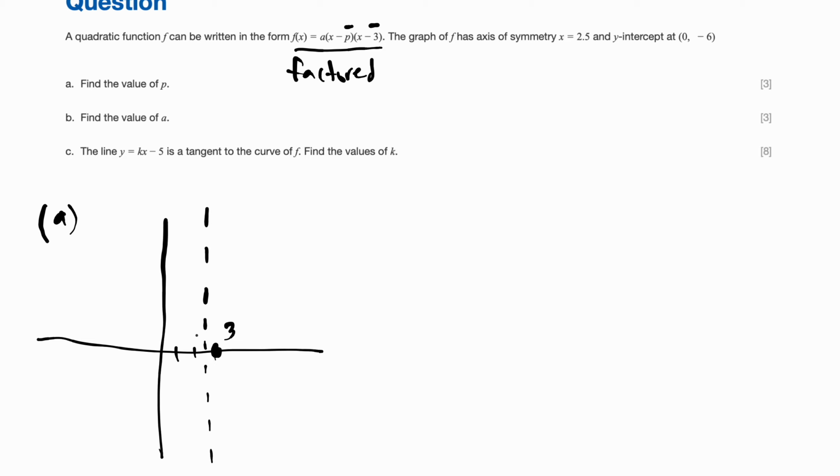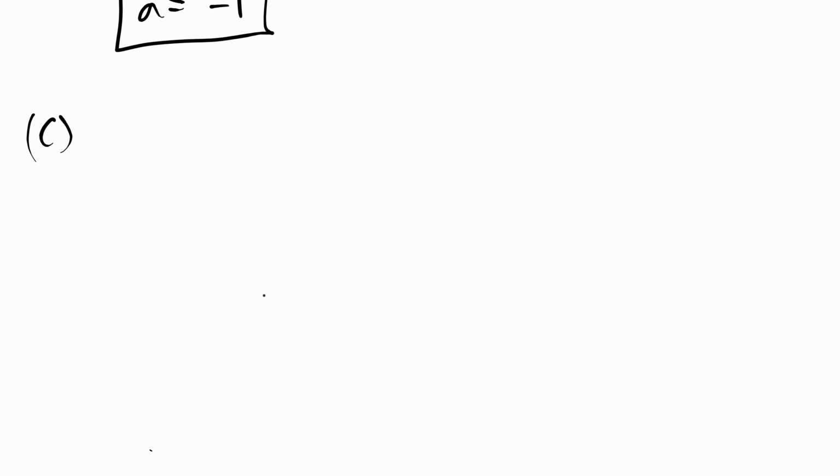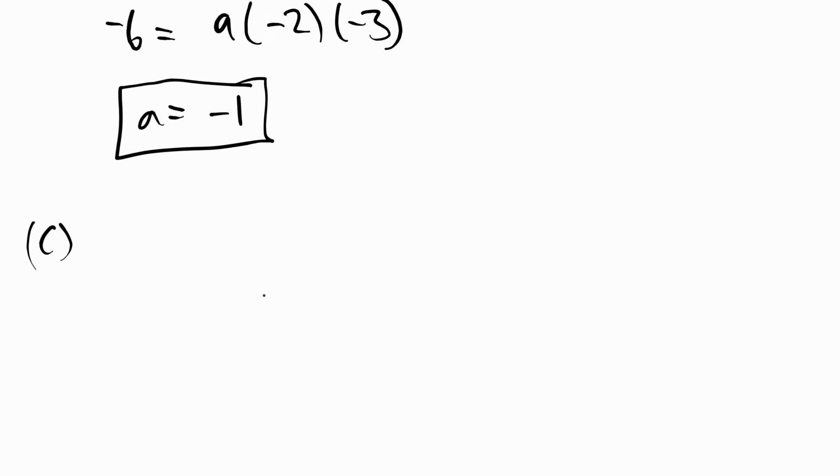So that's 3 marks and that's 3 marks, 6 marks right there. Finally, let's do part C, which is the 8 marker. The line y is equal to kx minus 5 is a tangent to the curve of f. Find the values of k. Now, how do we do this? Well, I would say the best way to do this question is recognize that the tangent will intersect our curve f. Hence, we can set them equal to each other.